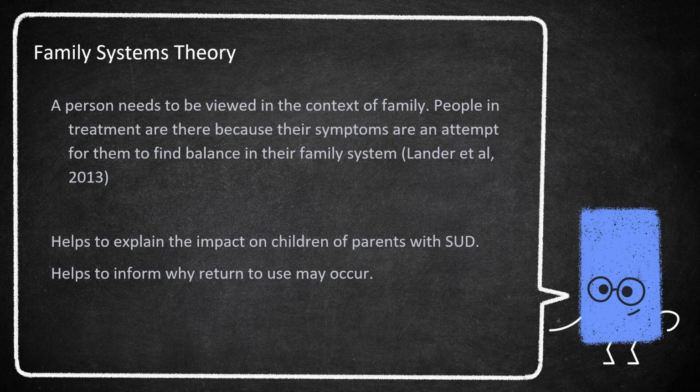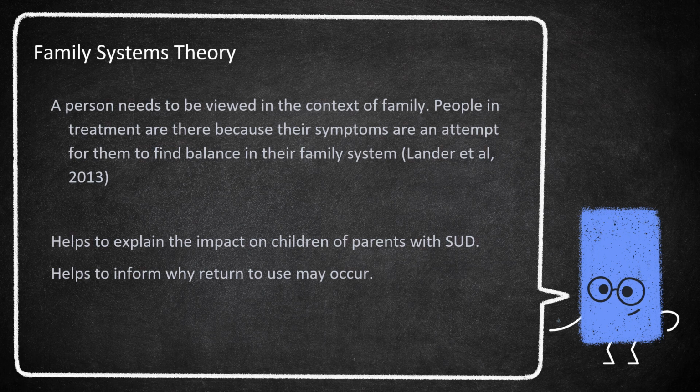So family systems theory is not an uncommon theory to use in rec therapy practice or in the treatment of SUD. In this theory, we always look at the person in context of the family and in context of any other systems that have an impact on them. So the idea is that people who are in treatment for a substance use disorder, they're there because their symptoms occurred as an attempt for them to find balance in the family system as a whole.